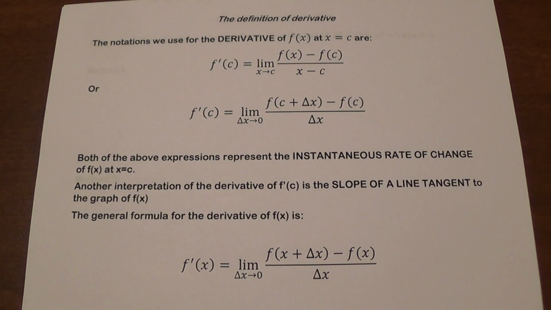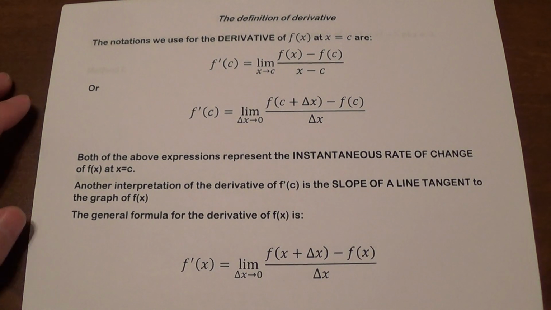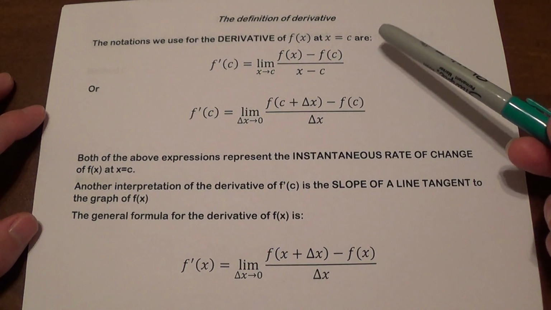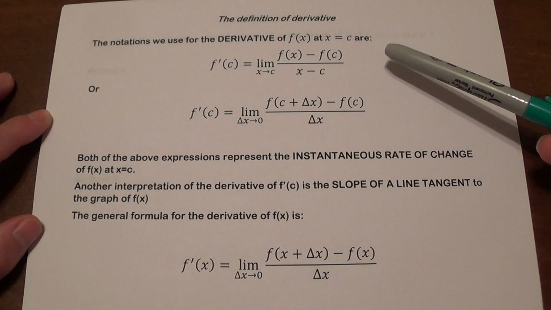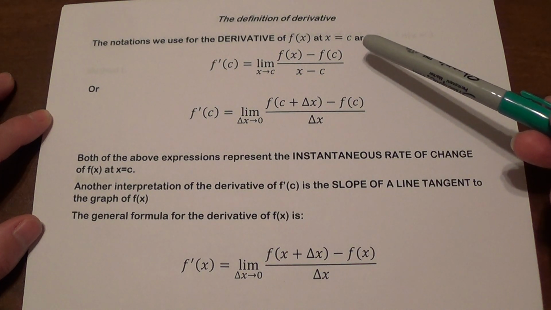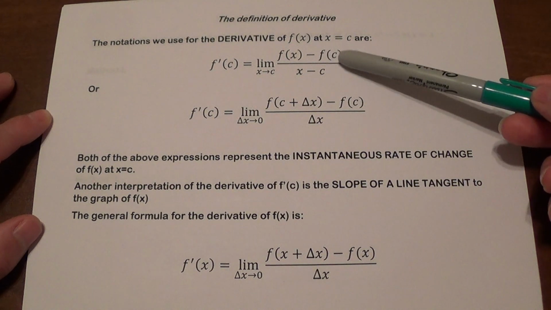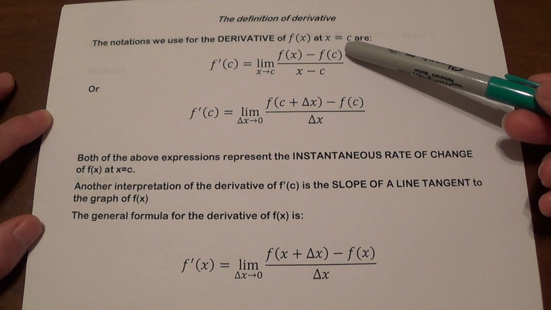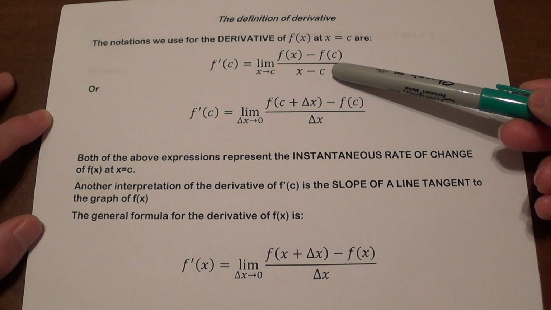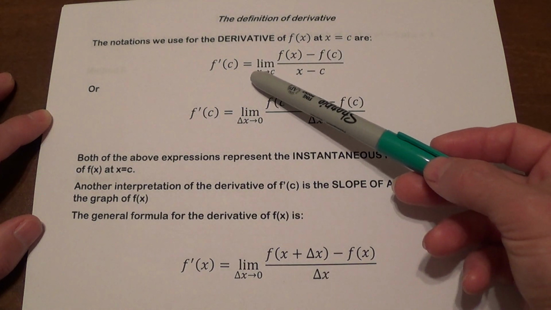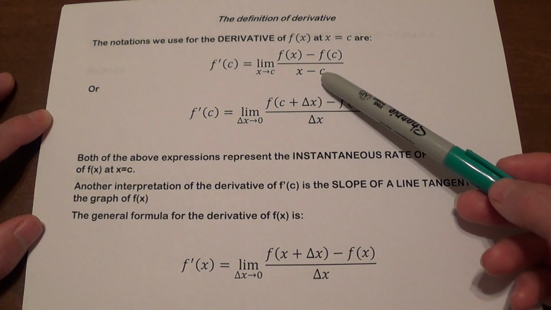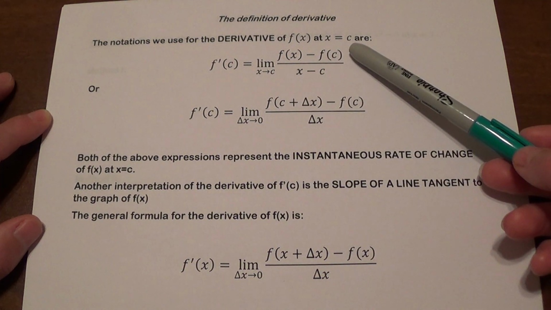Hi. So we have to talk about the definition of the derivative. The derivative of f of x at x equals c is going to be represented by these two expressions. The expression here is what we call the difference quotient. This is the change in the y value divided by the change in the x value as the change in the x value becomes 0, because as x approaches c, this will approach 0 and this will also approach 0.